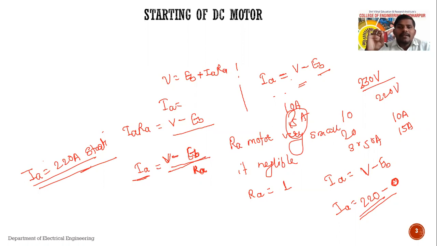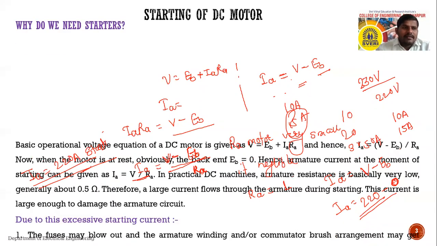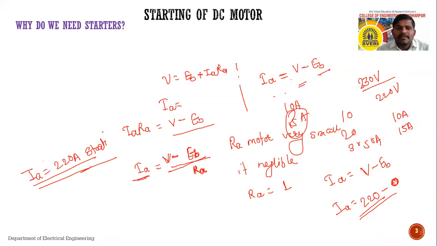Okay. So to limit the value of that current, we insert some resistance in series with the armature. According to this, there are some types of starter. Now see, this amount of current will be taken by the motor at starting condition if we are not using the starter. So to limit that current, what do we want to do? If we want to limit that value of current, what do we want to do? How can current be limited? By using a starter.